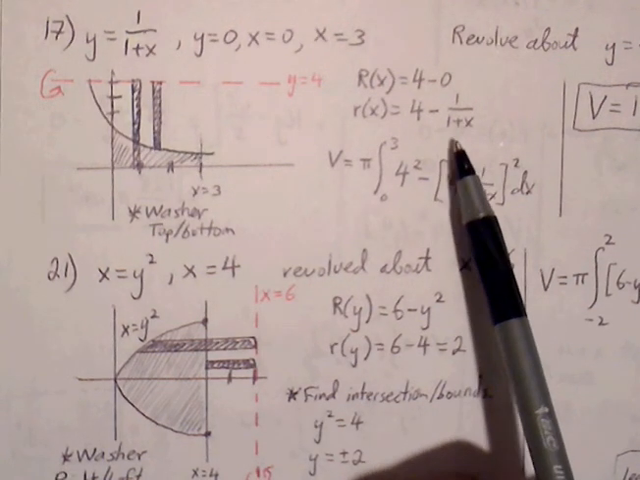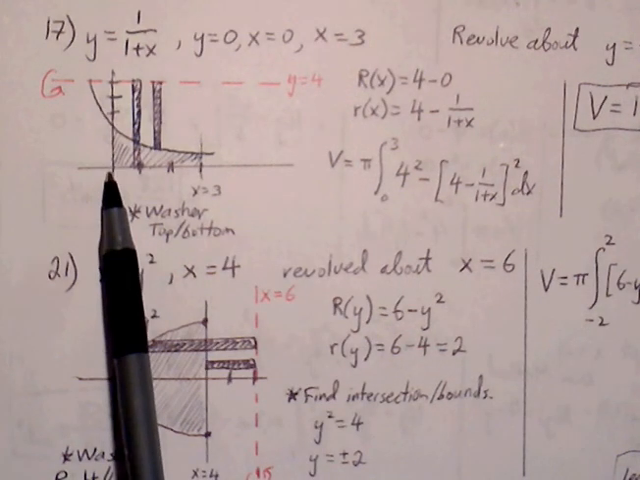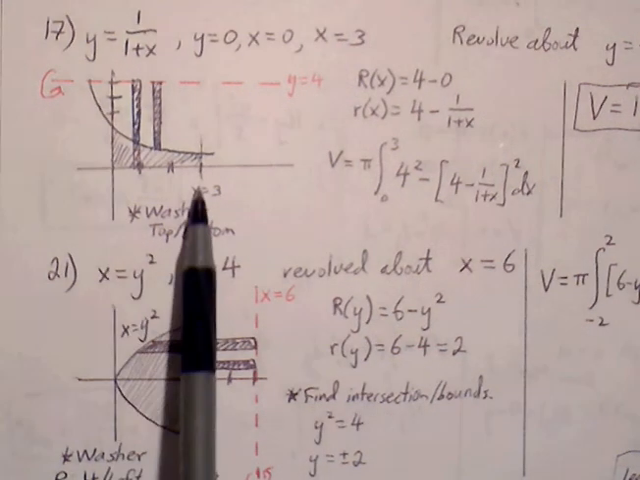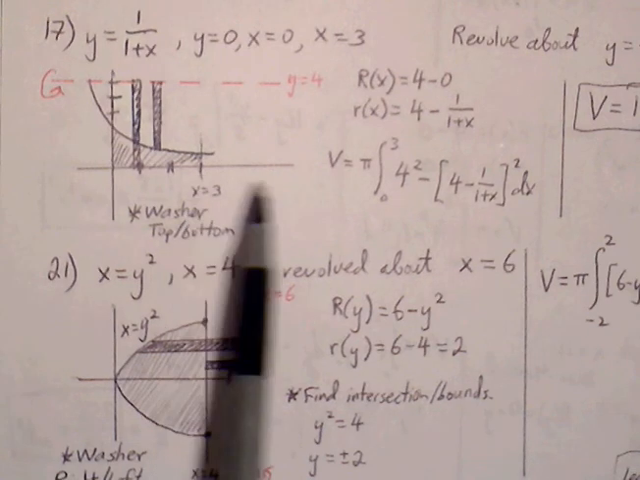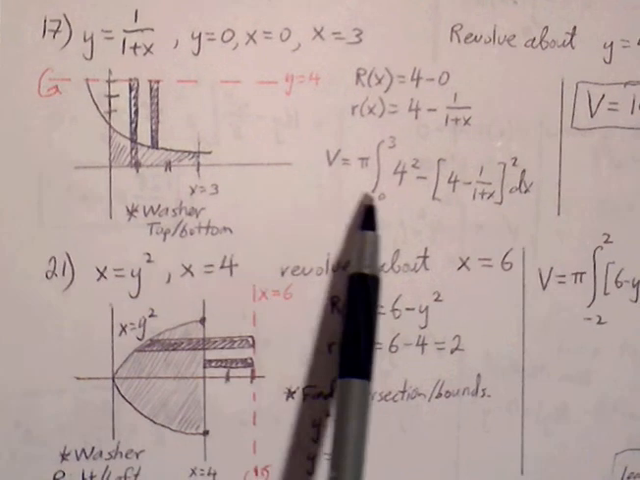And then our bounds is in terms of x. So we look at the furthest left x value is 0, the furthest right x value is 3. So we can simply look at the graph and figure out the bounds being 0 and 3. And then we're ready to plug in.